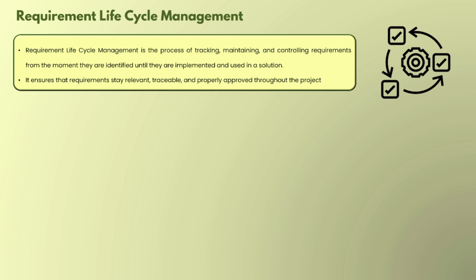Next point: it ensures that requirements stay relevant, traceable, and properly approved throughout the project. This means we make sure that all requirements still make sense as the project moves forward, that we can trace them back to where they came from, and whether they are properly approved or not. It's all about keeping things relevant, trackable, and signed off at the right time. Requirement sign-off by the stakeholder is also one of the important things.